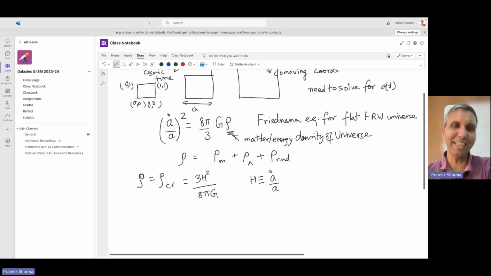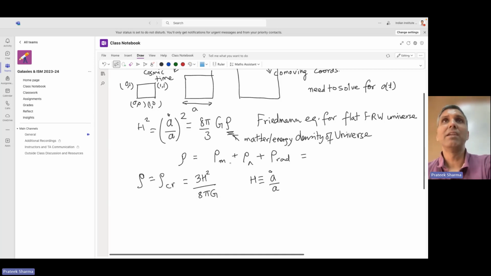So this is essentially rewriting this equation, right? That's nothing but H squared. You're saying that rho is equal to 3H squared by 8 pi G. I'm just saying rho equals rho critical. That comes from the requirement for a flat universe. Okay, so what about these densities?